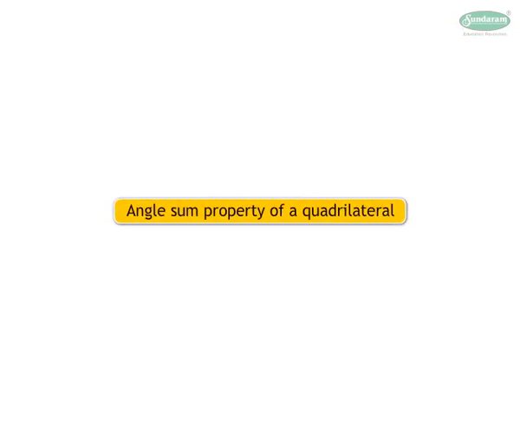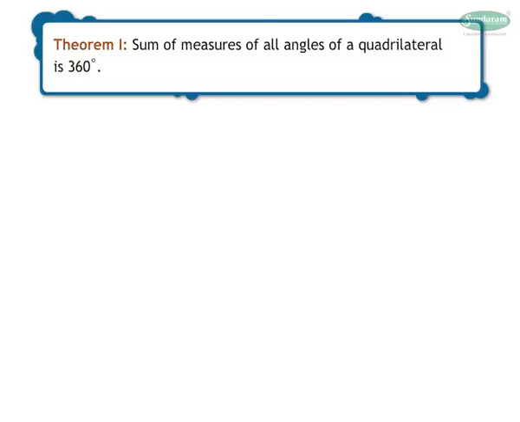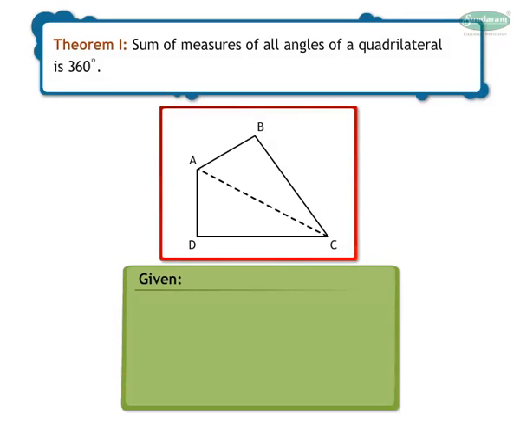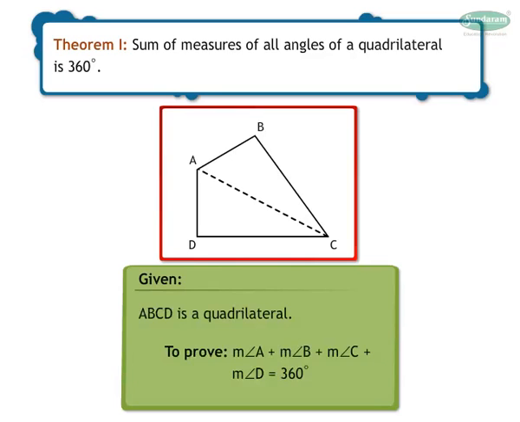Let us start revising the basic property which is common to all quadrilaterals, that is, angle sum property of a quadrilateral. Theorem 1. Sum of measures of all angles of a quadrilateral is 360 degrees. It is given that ABCD is a quadrilateral. We have to prove that measure of angle A plus measure of angle B plus measure of angle C plus measure of angle D is equal to 360 degrees.